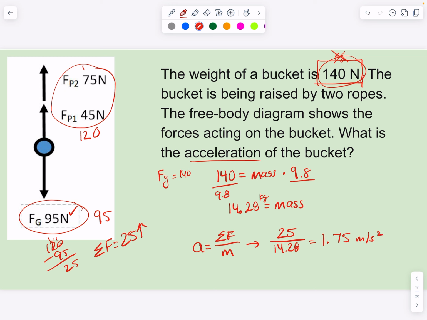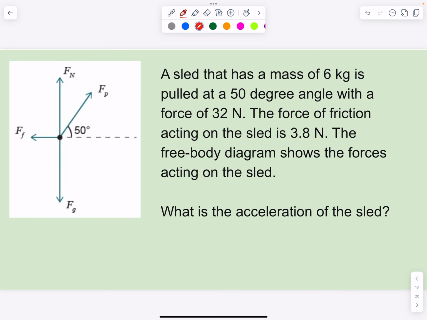So a couple steps there to get that one resolved, but you had to kind of work backwards from a newton, turn it into a mass with kilograms, find a net force, and then once you found the net force, then you could figure out what the acceleration was going to be. Really three different steps to get to that one solution there. Let's try one more problem to wrap up today's review.